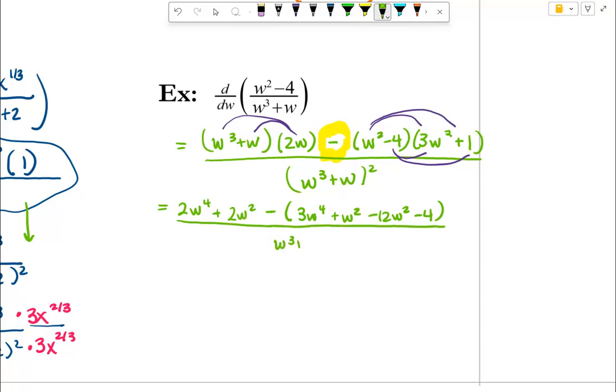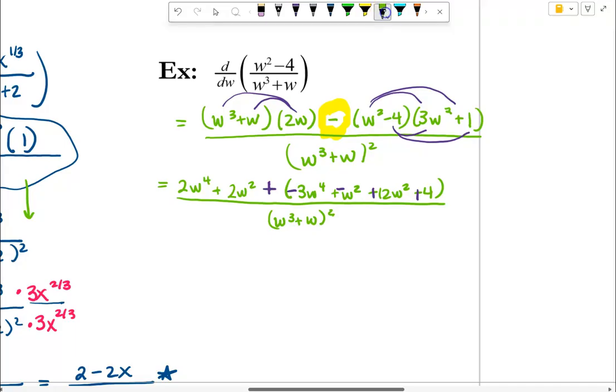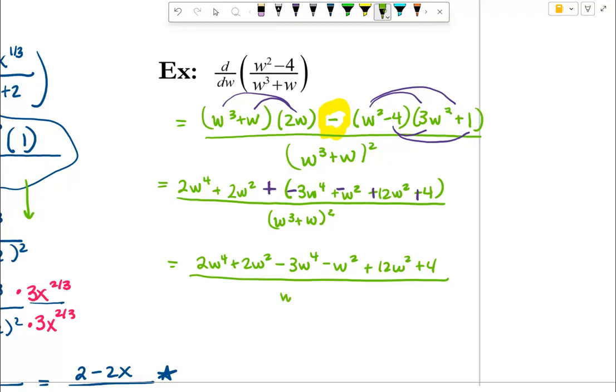I know it's a pain to keep rewriting our denominator, but we need to. All right, now in my next step, I might distribute this subtraction. I could change this to a plus sign, and that's going to just change the sign of everything in here. That might be one way to think about it. All right, so now we have 2w to the fourth plus 2w squared minus 3w to the fourth minus w squared plus 12w squared plus 4. All of that over w cubed plus w, that quantity, squared.